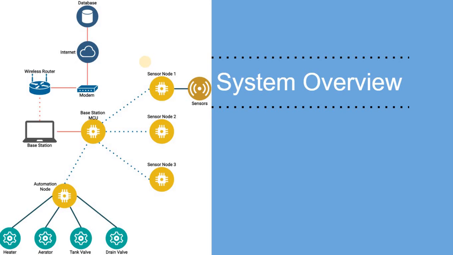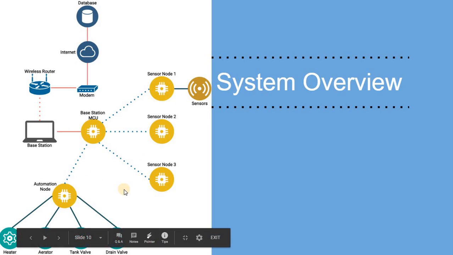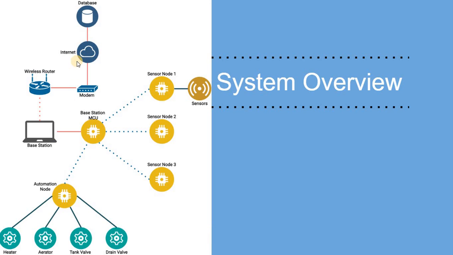This is the system overview. The system is composed of 3 subsystems: the base station, the sensor nodes, and the automation node. The base station processes the data it receives. Data is also uploaded to the server, which is then accessed through the website. The sensor node gathers parametric data and transmits the gathered data to the base station. The automation node intervenes if there are any abnormalities detected.